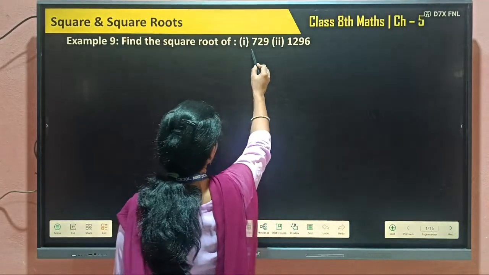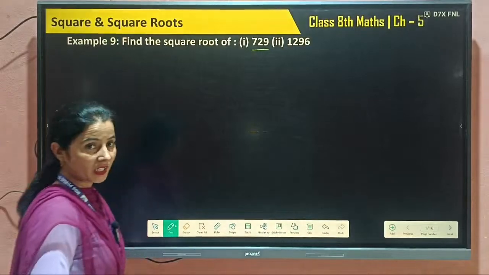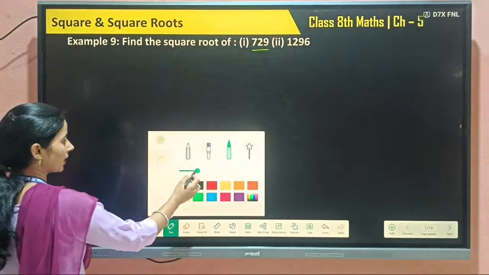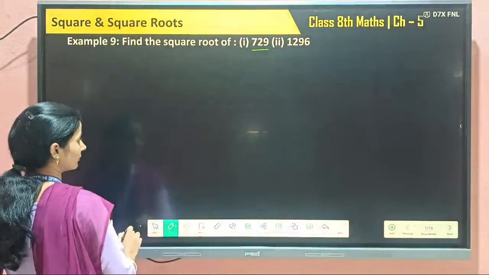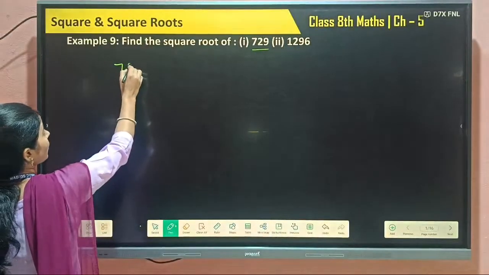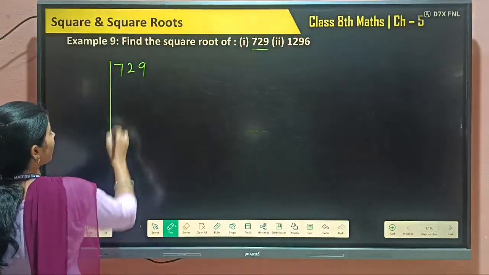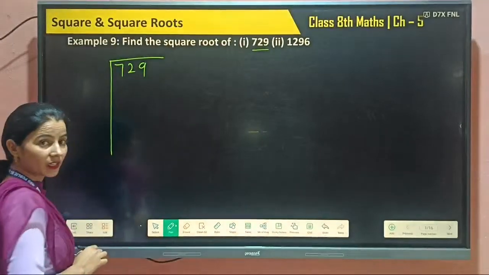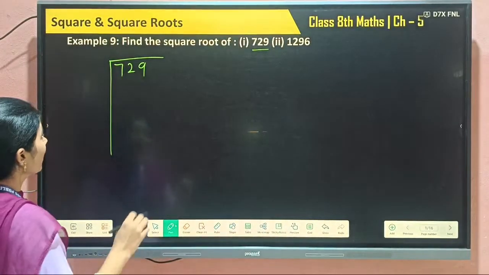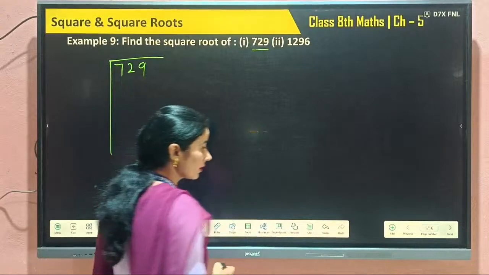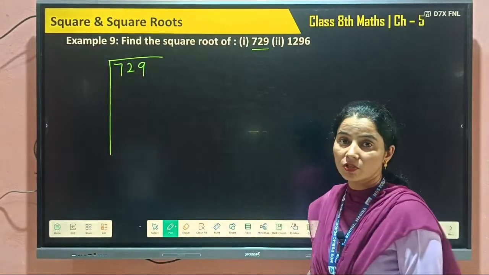First number is 729. We have to find out its square root by division method. Let us see what is the rule for finding square root with the help of this division method.